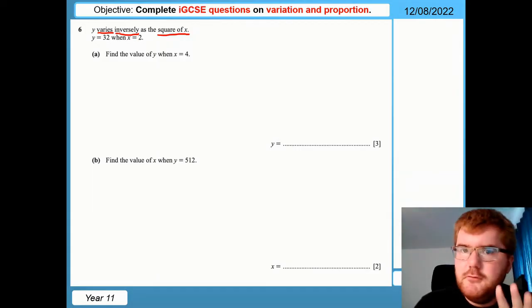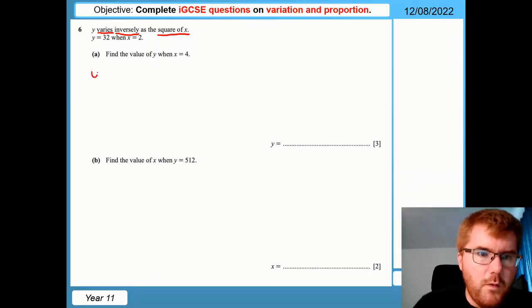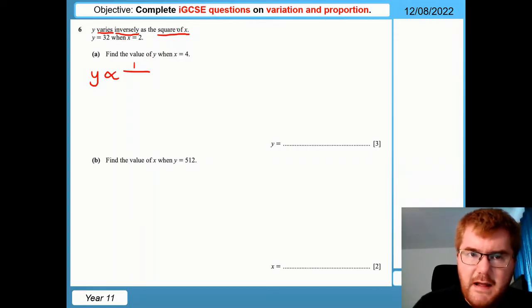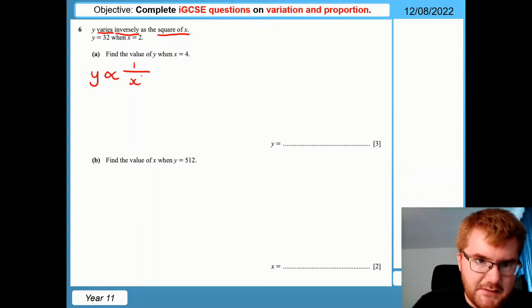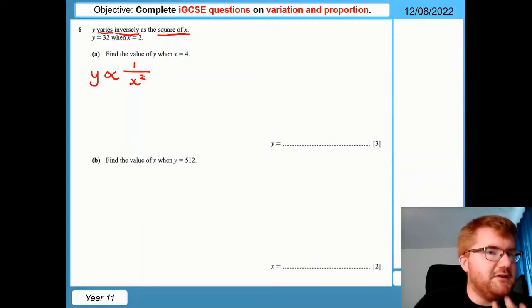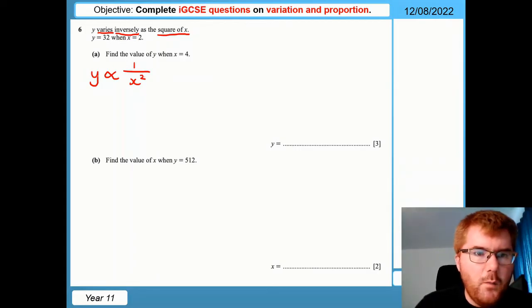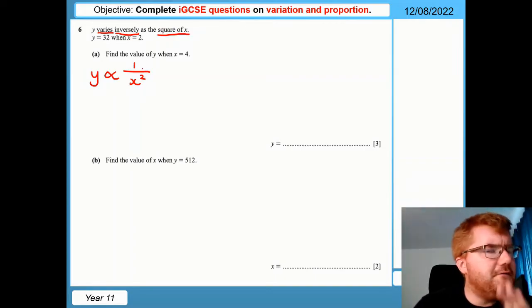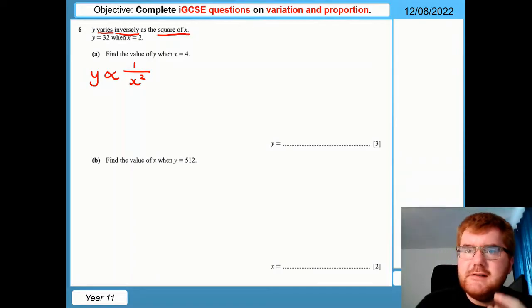So first of all, proportionality statement. Y varies, so we're going to use our fish symbol inversely, so it's going to be something to do with 1 over the square of x, so x squared. Notice how I broke that down. That's the most important skill. Y varies, fish symbol, inversely, it's going to be a fraction with a 1 at the top, square of x, x squared. Once you've got that, then most of the steps are pretty standard.